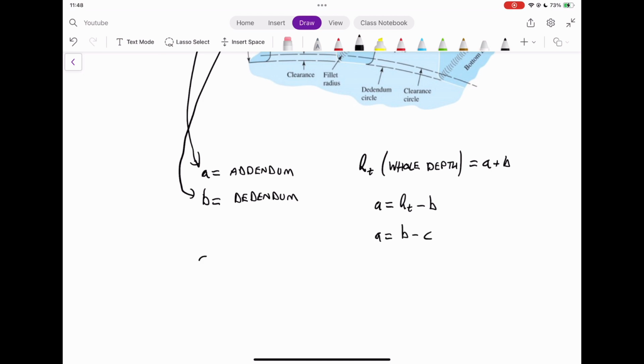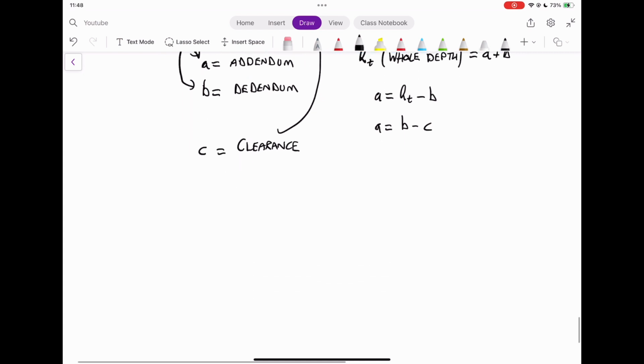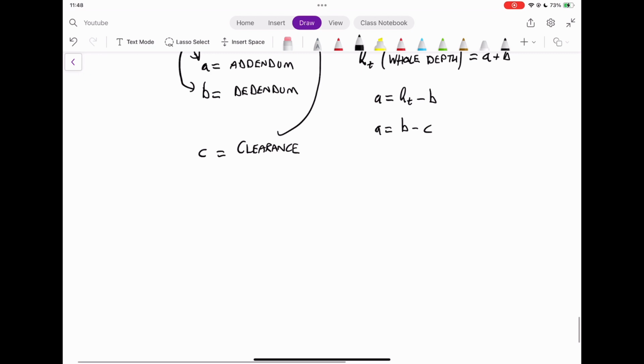And one more thing that we have to look at is lowercase c, which is a clearance. So you'll see above there's a clearance. It's a little distance at the bottom of the tooth where the fillet radius is placed. And that clearance is important in terms of understanding that really is not part of the tooth. It's the part between, or the merging between the bottom land and the tooth itself.